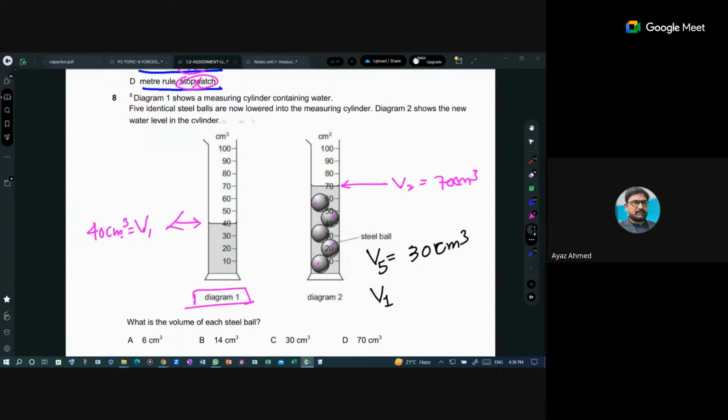So volume of one marble, because he is asking about one marble, so it is 30 divided by 5. It is equal to 6 cubic centimeter. Got it? Yes, sir. Very good.